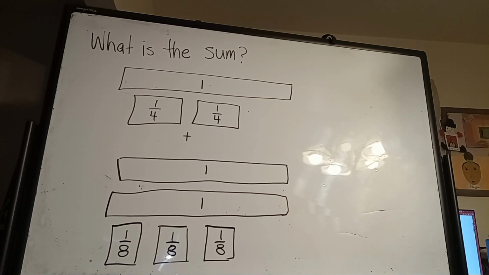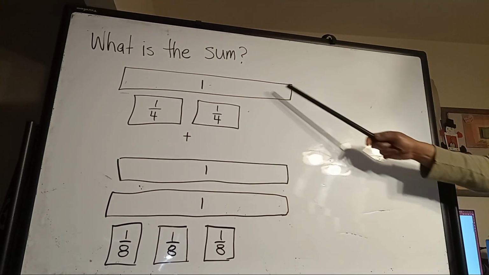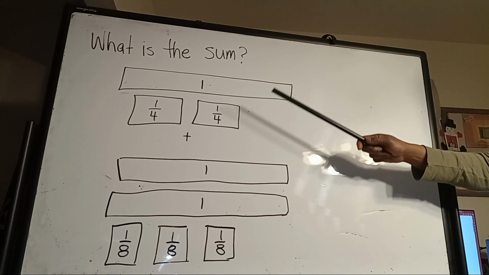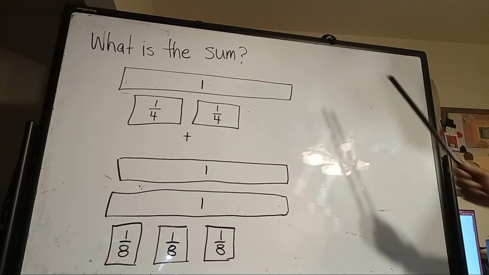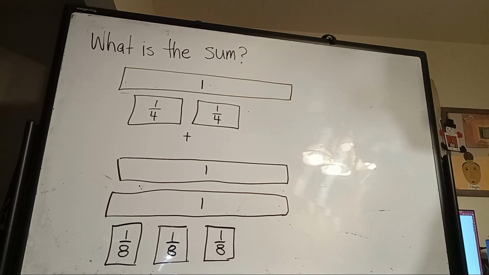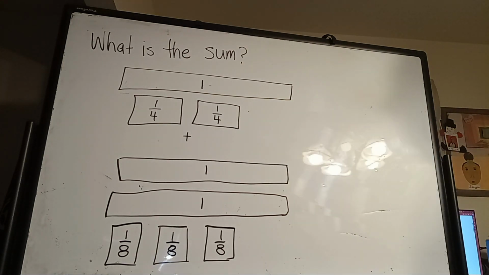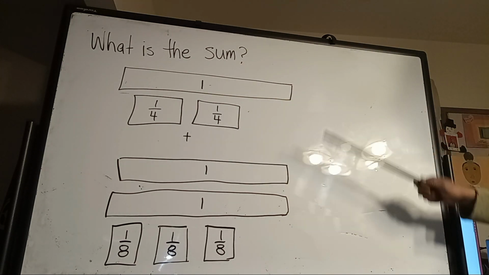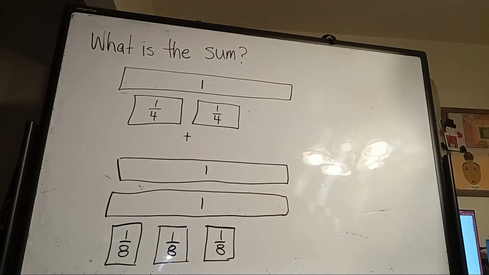All right, so our first problem, what is the sum? So we have our whole and we have our fractions. The first thing we want to do with these diagrams is transfer them into actual numbers so we can understand what exactly we're looking at. But first we want to know what the sum means. That means we're going to add. So we're going to add these two diagrams, which will translate into actual numbers. That's the first thing we're going to do.